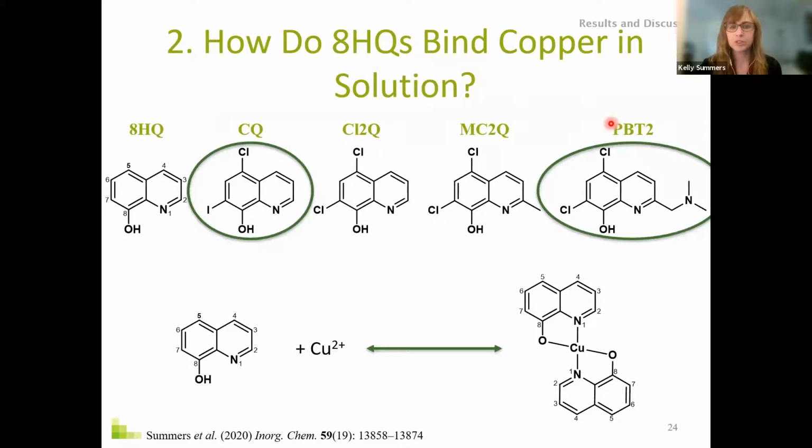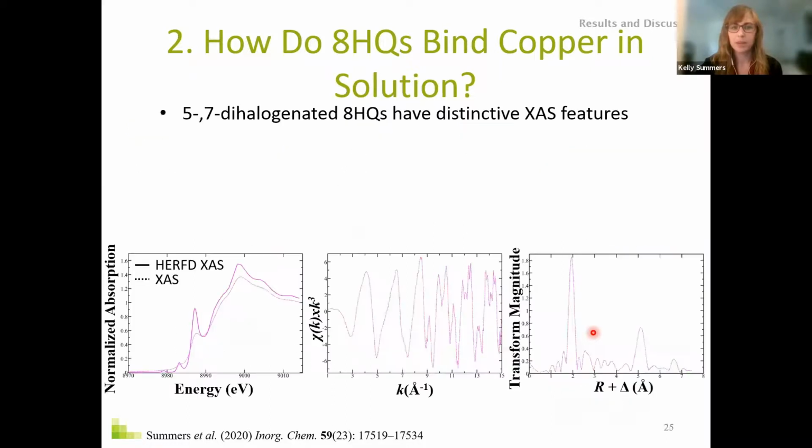In general, 8-hydroxyquinolines are thought to bind copper-2 in a 2-to-1 bis complex. The copper is coordinated through the oxygen and nitrogen ligands in an approximately square planar coordination geometry. So when we set out to confirm this by XAS and XES, you can see this is our conventional XAS spectrum in the dashed line, and our HERFD XAS in the solid line.